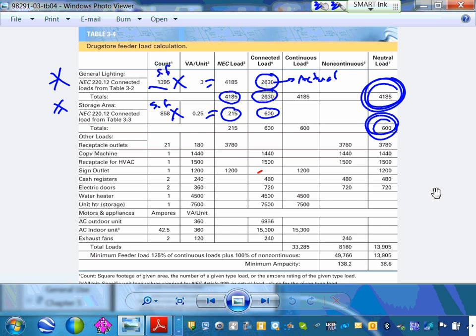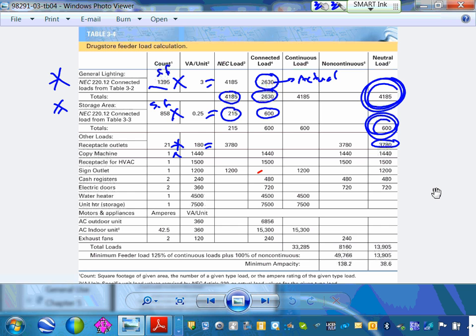Other loads, receptacles. I have 21 receptacles multiplied by 180 gives you this. They are 180. That's by code. Copy machine. The copy machine, guys, they're assigning. Now, here's something that's going to confuse you, Gary, my friend. Where the heck are they coming with these numbers? Like copy machine receptacle 1440. Design criteria. That's from the equipment that you're going to plug in.